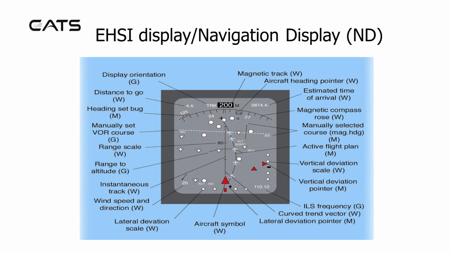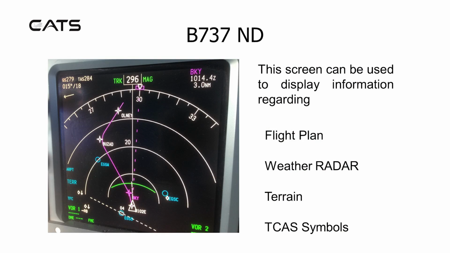EHSI display or navigation display. This is a diagram of all the indications which are possible on the navigation display. On the 737 navigation display, this screen can be used to display information regarding flight plan, weather radar, terrain and TCAS symbols.